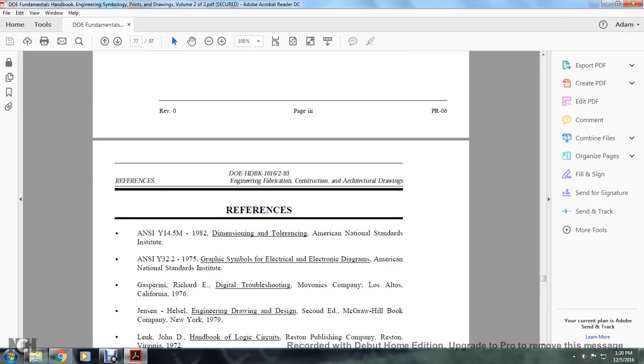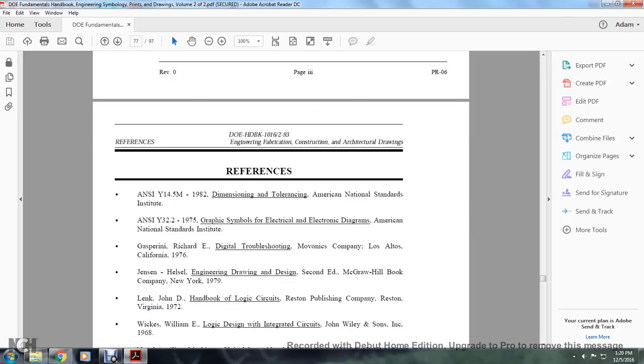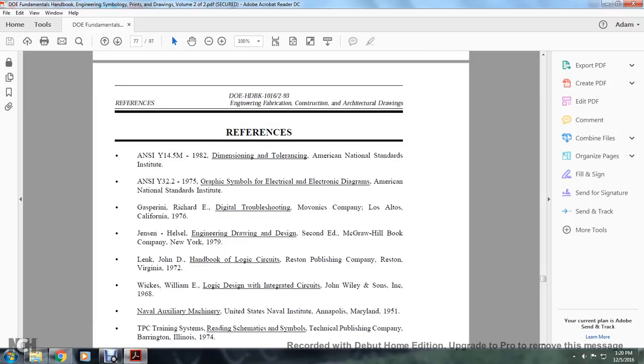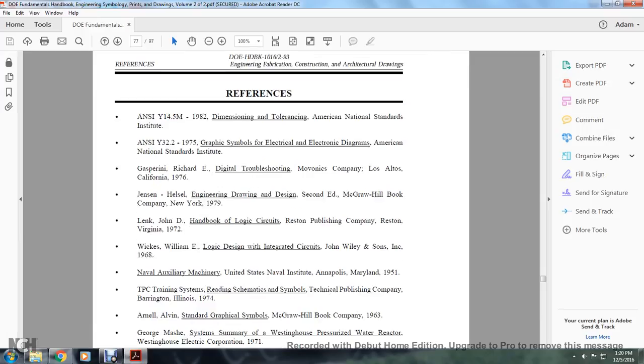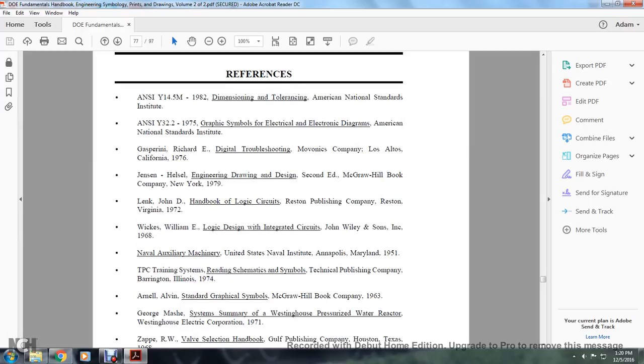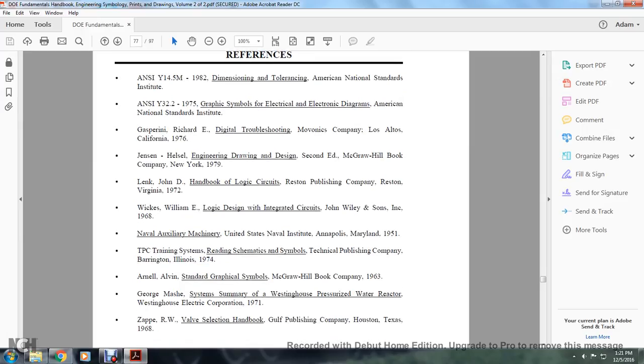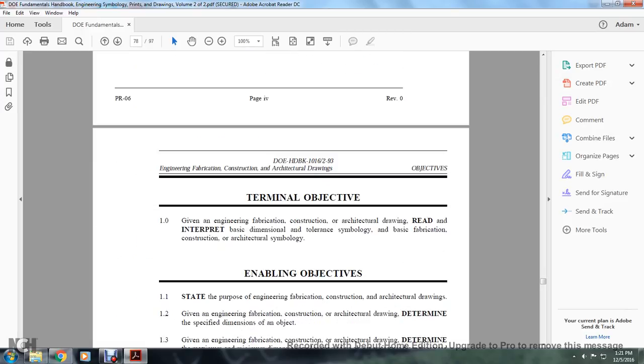Dimension, tolerance, graphic symbols, electrical and electronic diagrams, digital troubleshooting, engineering drawing design handbook, logical circuits, logic design with integrated circuits, naval auxiliary machinery, reading schematic symbols, standard graphic symbols, summary, Westinghouse pressurized water reactor, and valve selection handbook.